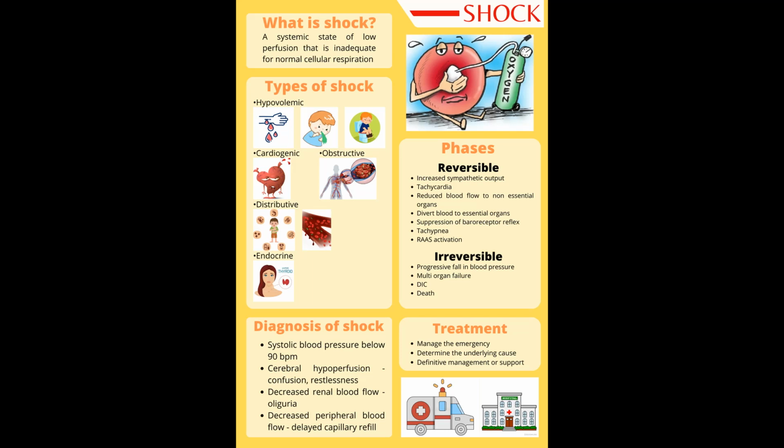The main important effect is due to increased sympathetic output, which causes generalized vasoconstriction, which means constriction of both veins and arteries. This causes diversion of blood from non-essential organs such as skin, gastrointestinal tract, and skeletal muscles to essential organs like the brain, kidney, and heart, which increases venous return. Arterial constriction increases total peripheral resistance, which increases the blood pressure.